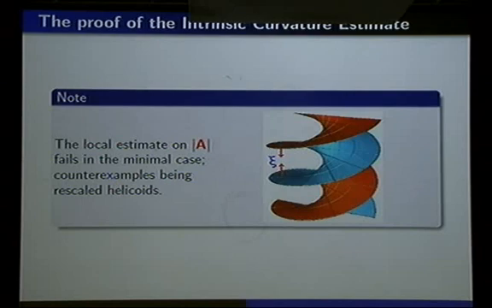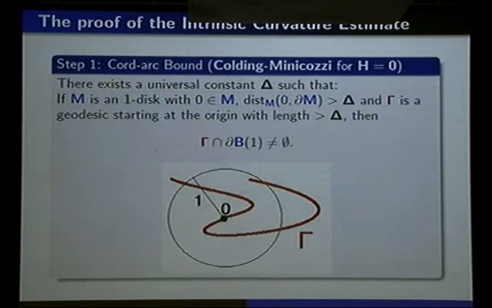And this rescaling argument doesn't work in the non-zero CMC case because rescaling changes the mean curvature. So the constant that we put, I'm stating the result for constant mean curvature equal to 1, but by a rescaling argument you can get all non-zero constant mean curvature, and the constants depend on the mean curvature. Okay, so the strategy: there are two main ingredients, two main theorems that we have to prove in order to prove the intrinsic curvature estimate.